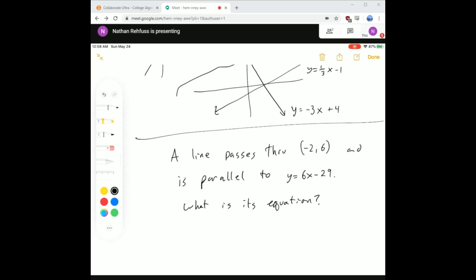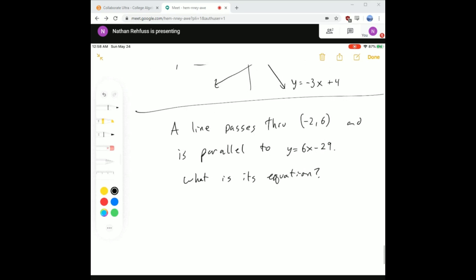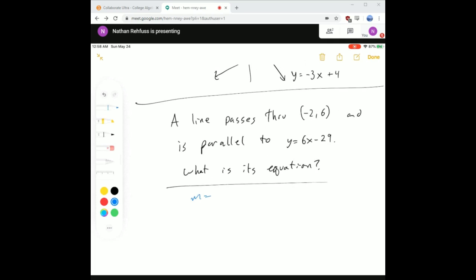Well, let's see here. I know that the slope has to be 6. That's because they're parallel, and you're parallel if and only if you have the same slope.